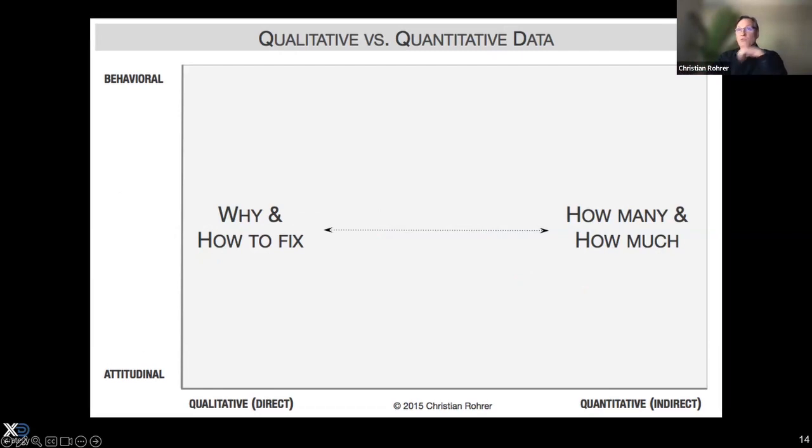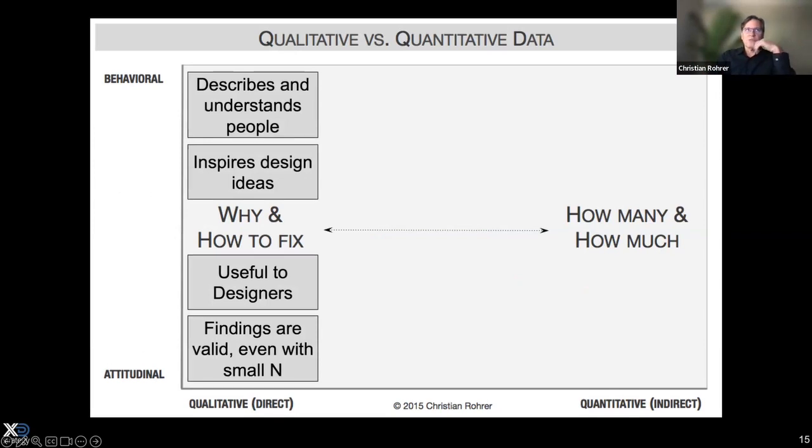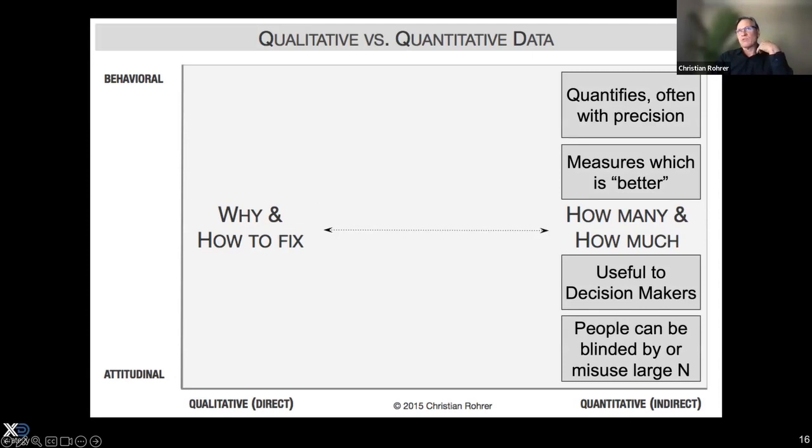Versus quantitative does a really good job of answering the how many, how much questions. And we can think of this as this again. This is useful for designers, qualitative, because it inspires design ideas and helps us understand people. And I can show you later today that you can get valid findings, even with small numbers. The how much, how many is really much better at that measurement and precision, and that's why decision makers love it. And there's this desire to have this, but it can also be quite blinding because of how delicate using large numbers can be. Okay.